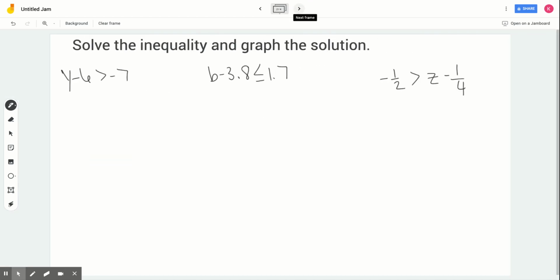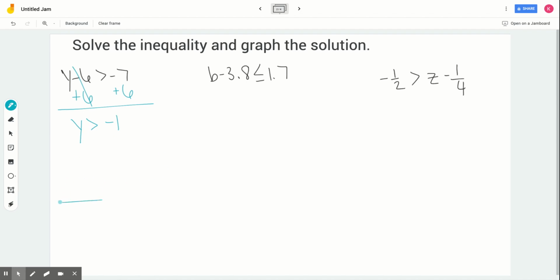So if we look at these first few, it says solve the inequality and graph the solution. So y minus 6 is greater than negative 7. We see here that they're subtracting 6 from y. We know that the opposite of subtracting 6 is to add 6, so we're going to add 6 to each side. Negative 6 plus 6 cancels, so we're left with y is greater than negative 7 plus 6, which is negative 1. So y is greater than negative 1 is the solution to the inequality.